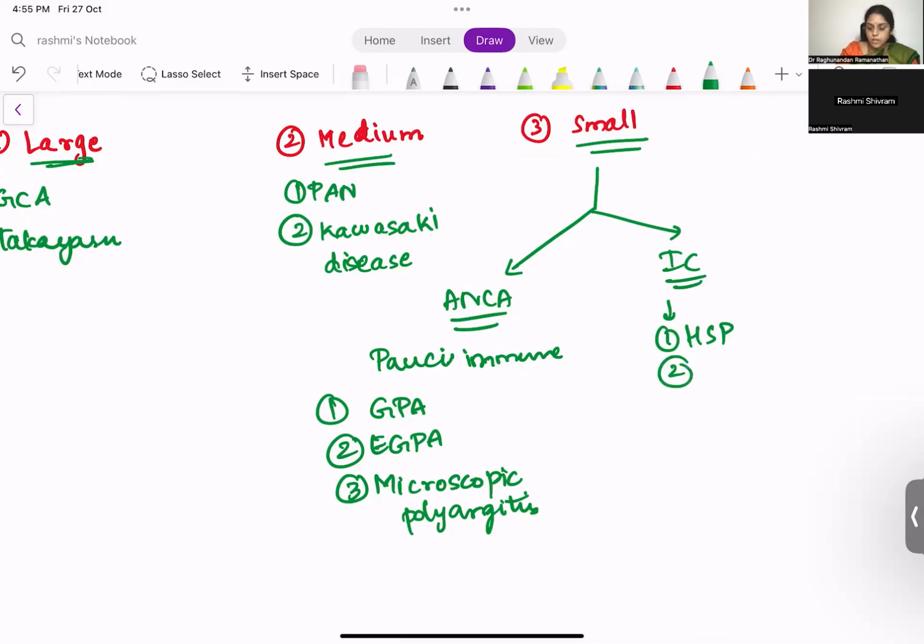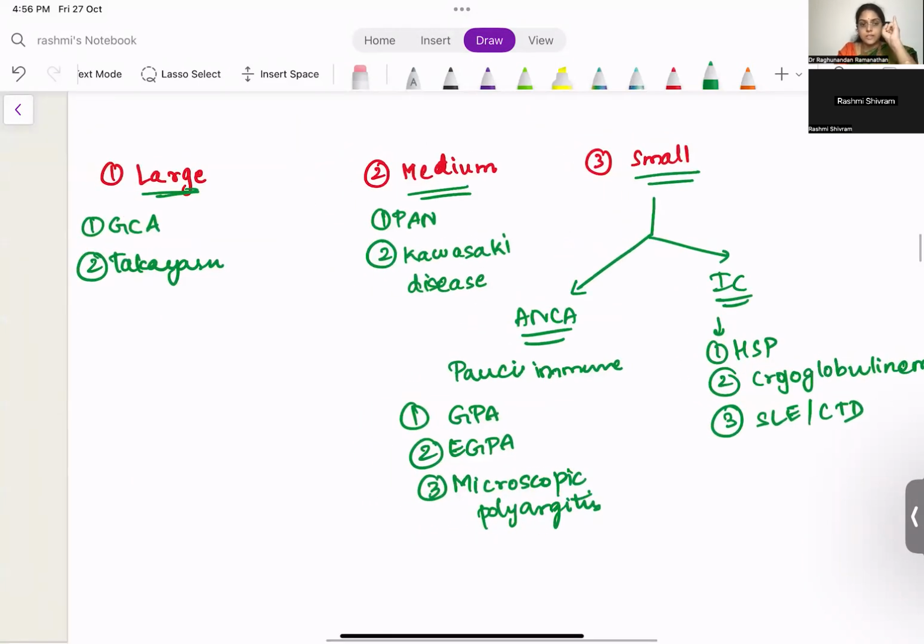Among the immune complex deposition ones, you have HSP and cryoglobulinemia. And the third one will be SLE or other connective tissue disorders. So among the large vessel, you have giant cell arteritis and Takayasu arteritis. Among the medium vessel, you have polyarteritis nodosa and Kawasaki disease. Among the small vessels, you have either ANCA involvement or immune complex involvement.